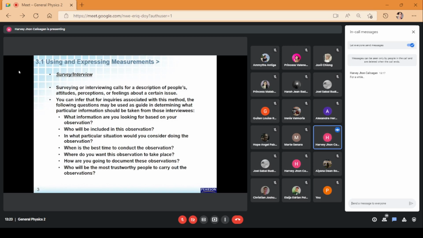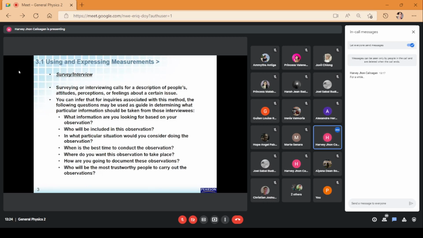If you talk about survey and interview, we're just talking about the people's perception: their comments and reactions about certain issues, especially what is inside our questionnaire and the questions that will be asked to them. Some of the questions might be one of the following. What information are you looking for based on your observation? Who will be included in this observation? In what particular situation would you consider doing the observations? When is the best time to conduct the observation?